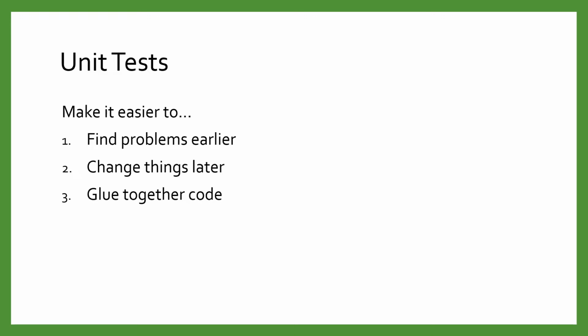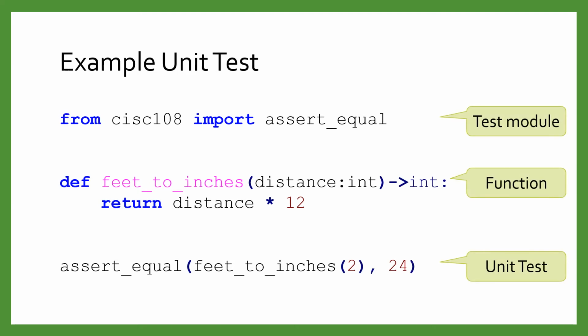Unit testing is an important professional practice to help you find problems early, facilitate changes down the road, and make it easier to glue together pieces of code. A unit test is pretty simple. Call a function with a known input and compare the result to a known output.